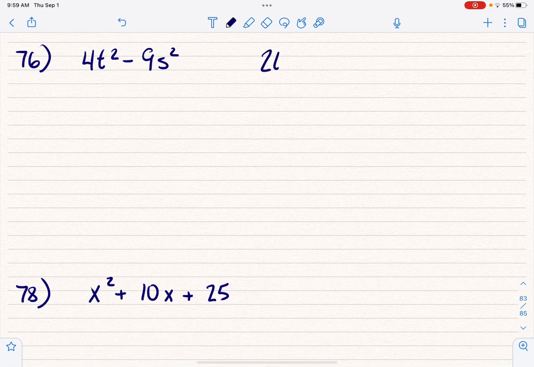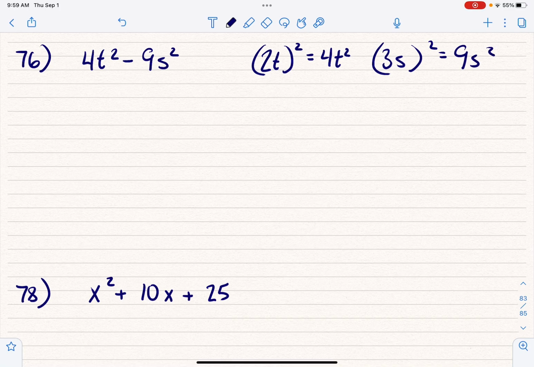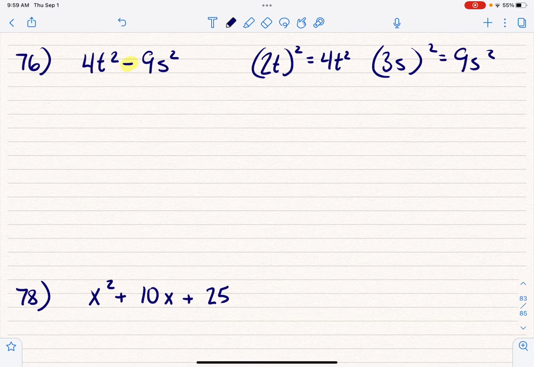So you say 2t is the thing that when I square it, I get 4t squared. And 3s, when I square it, is the thing that gives me 9s squared. And this is the difference. It doesn't work for the sum of two squares. It works for the sum of two cubes, but not for the sum of two squares.